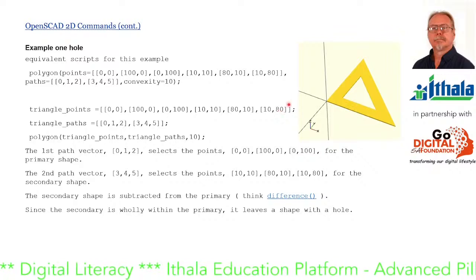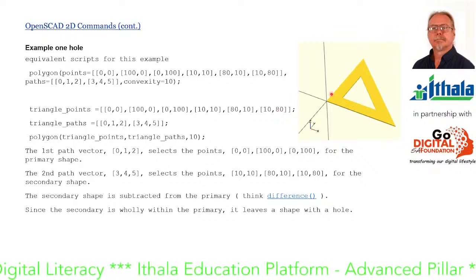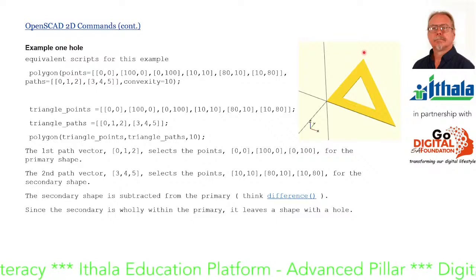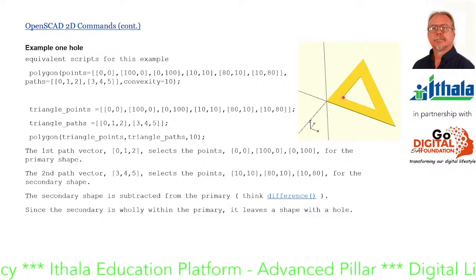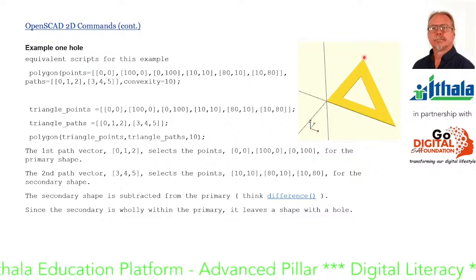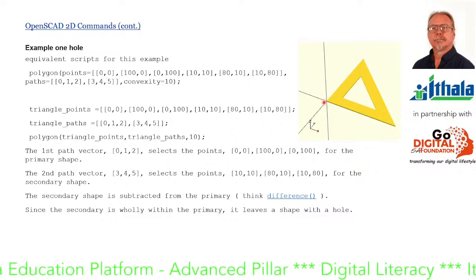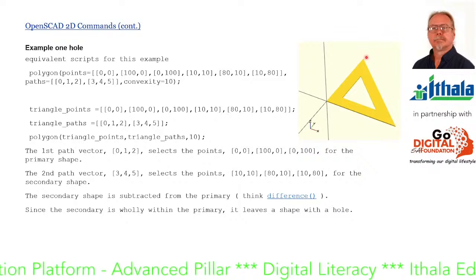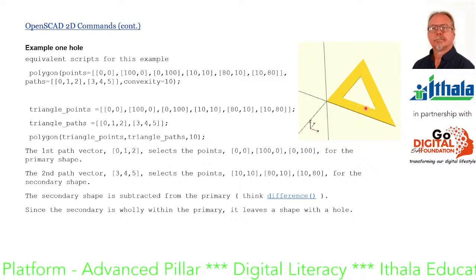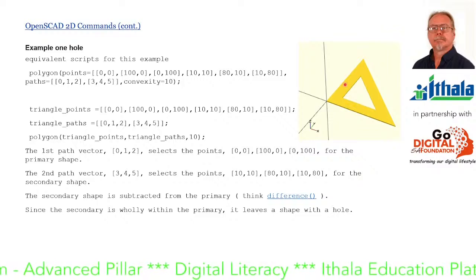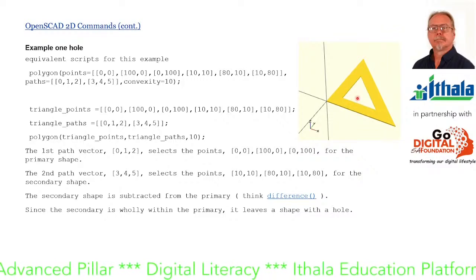Okay, let's think about that for a moment. We've created a big triangle using polygon, and now we create a smaller triangle over here. So if you imagine something that's cutting a flat sheet, when it cuts like this, it makes a big triangle. When it cuts like that, it will cut this triangle out of the big triangle. So we end up with a shape with a hole in it.